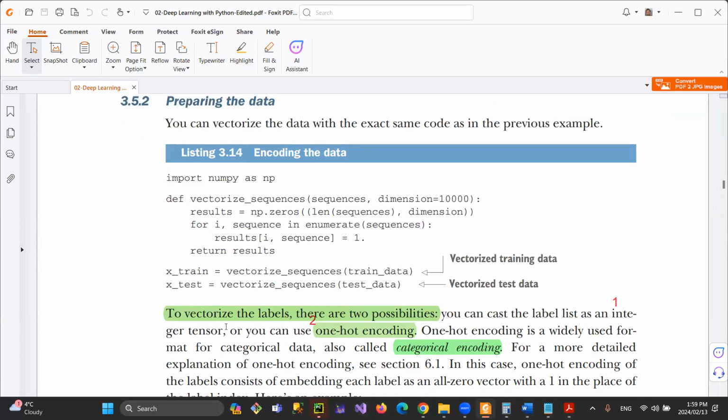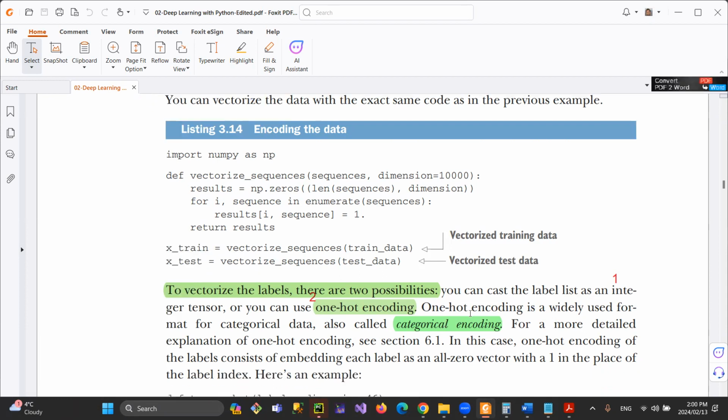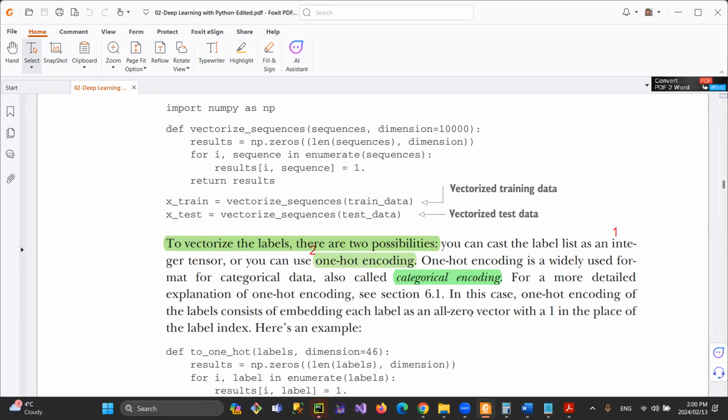Getting back to the book, it says that to vectorize the labels, there are two possibilities. One is to use one hot encoding. I explained it two or three minutes ago, but let's emphasize this paragraph. You can cast the labels list as integers. In that case, what should we do? Just for the loss function, we have to use sparse categorical cross entropy. But the other option is using one hot encoding, which is what we use for categorical data, also called categorical encoding, both.